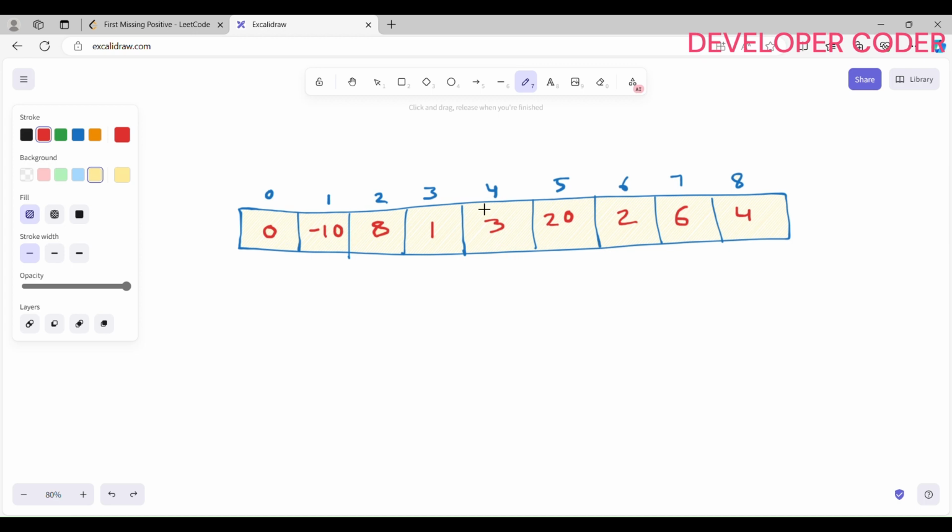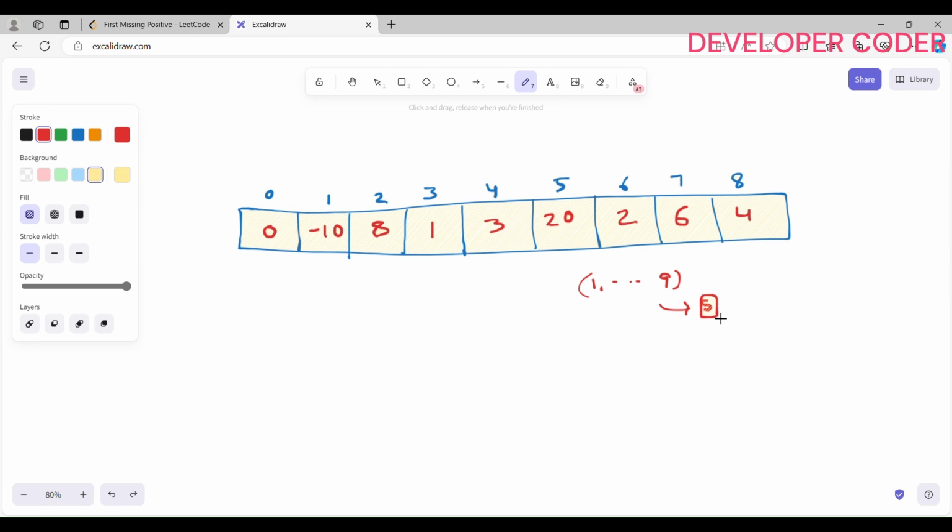Okay, so now in this example, what is the total length of my nums? Total length of my nums is 9. Okay, so I am searching for numbers 1 to 9, which is the smallest one. Okay, so 1 is there, 2 is there, 3 is there, 4 is there, but 5 is not there. So 5 is going to be my output in this case, right?